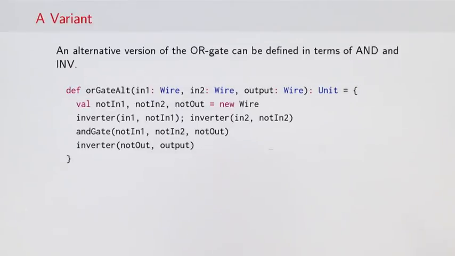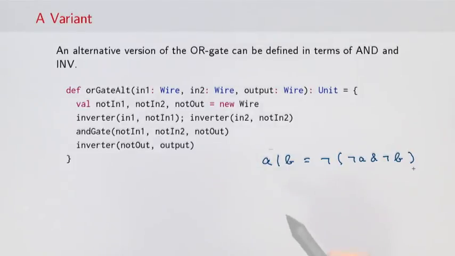We have seen so far the OR gate in a manner completely analogous to the AND gate. It defines an action that gets installed on its input wires. But in fact, an alternative way would be to construct an OR gate out of the AND gate and the inverter. Because after all, we can make use of the formula that A or B is the same as not (not A and not B). So to implement that formula, inverters and AND gates are enough.